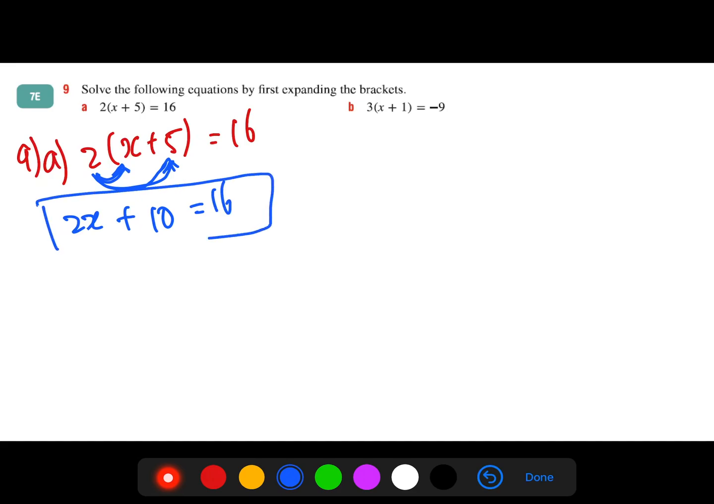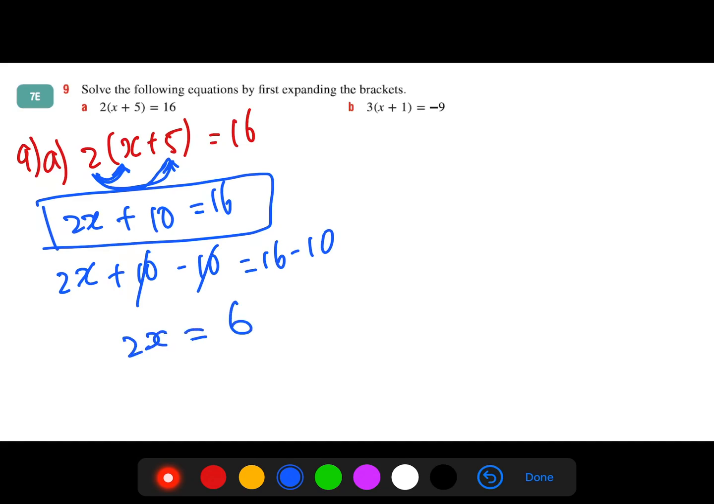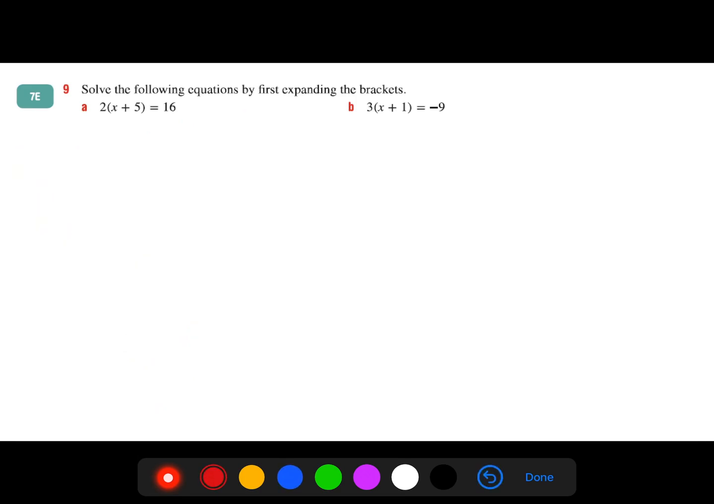So this is an equation that you guys should know how to solve by now. So to do that, 2x plus 10, I'm going to move it to the right hand side. 16 minus 10. These will cancel out. I'll be left with 2x is equal to 6. So it'll be 2x equals 6, divided by 2 on both sides. Then I'll be left with x is equal to 3. Like that.